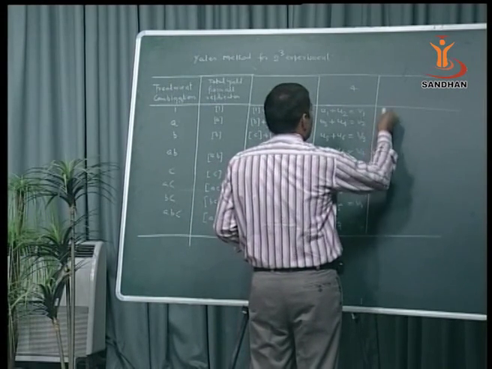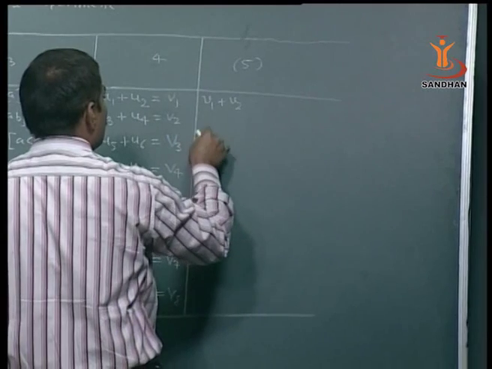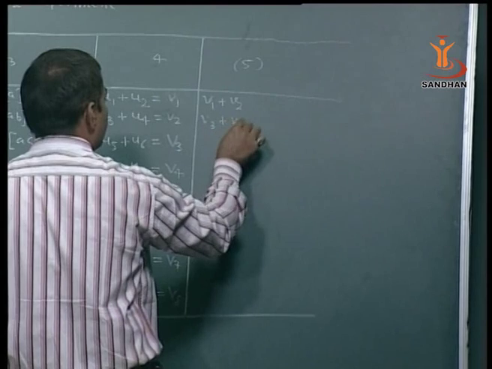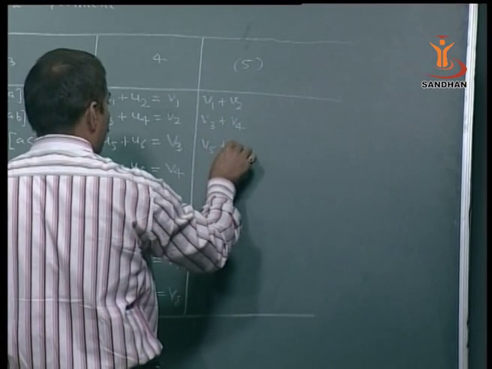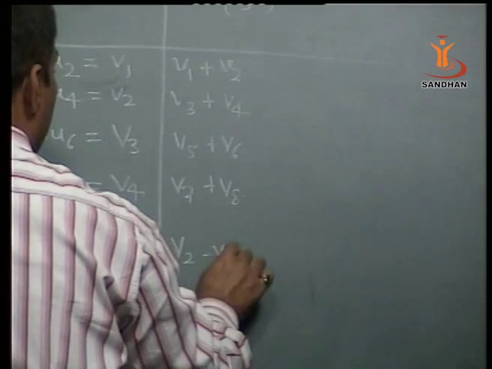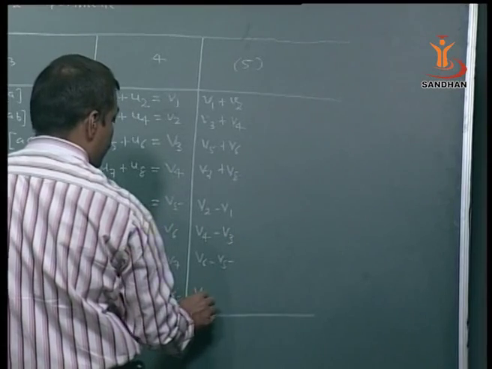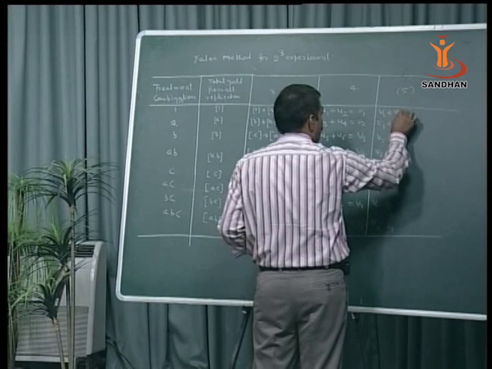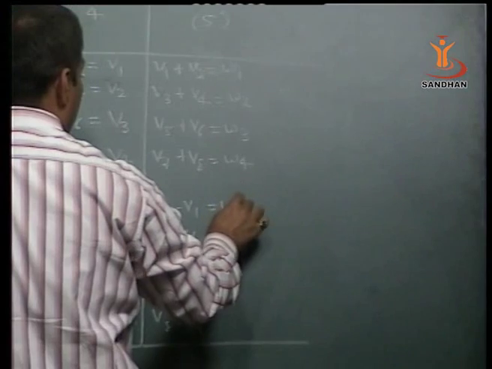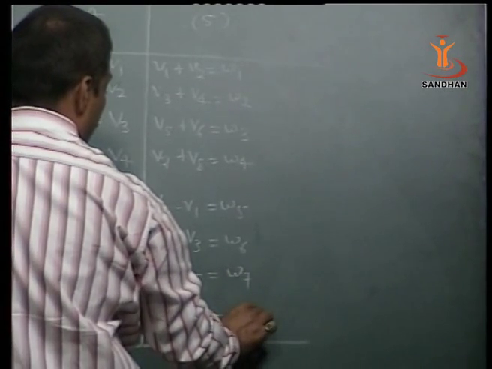Now again for the fifth column, add v1 plus v2, v3 plus v4, v5 plus v6, v7 plus v8, then v2 minus v1, v4 minus v3, v6 minus v5, v8 minus v7. Call these w1, w2, w3, w4, w5, w6, w7, w8.